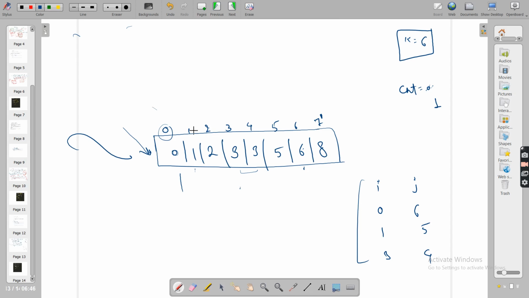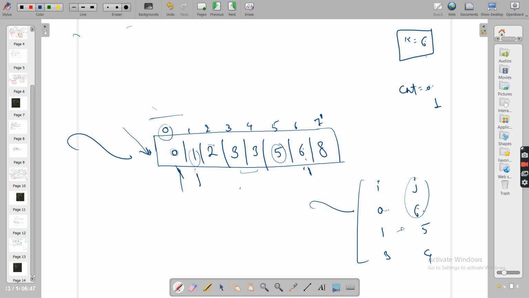After you sort this array, obviously you will go from left to right and try to find all such pairs. See, for index 0, index 6 is present at j. I and j, and I have written all such pairs here whose sum is 6. These are indexes; the values at these indexes will sum up to 6. So index number 0 plus index number 6, the sum of these two elements is 6.